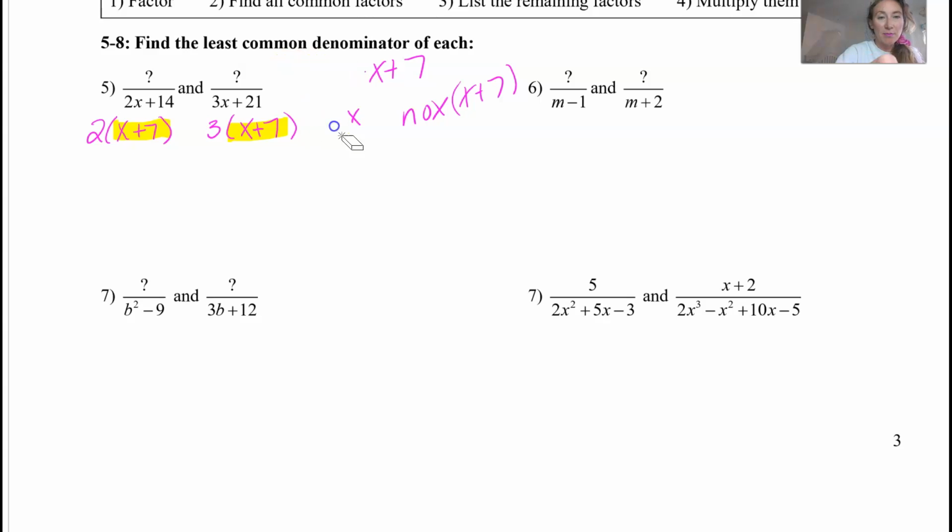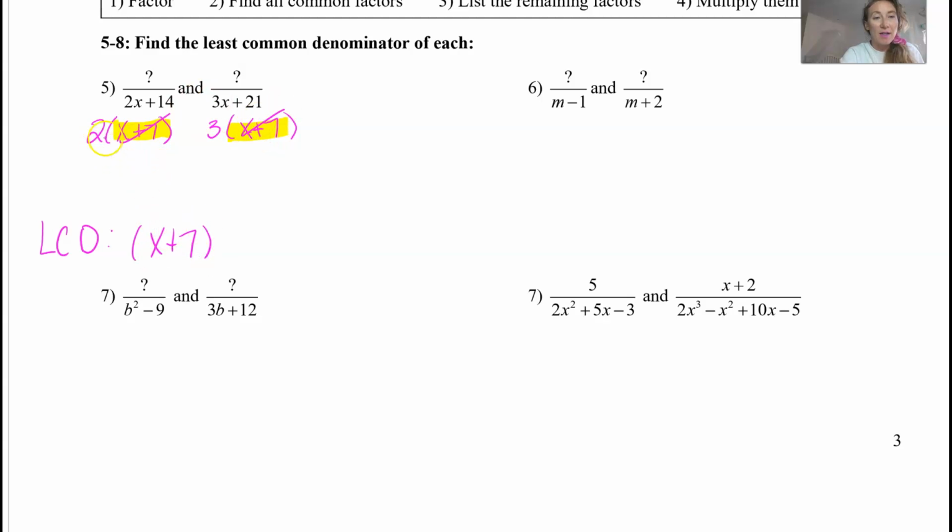So here I've got the x plus 7. They both have that, so they already both have that. That's good. So my LCD is going to have x plus 7 for sure. And then I need the 2, and then I need the 3 also. So 2 times 3 is 6. So I'm looking for it to be 6 times x plus 7.